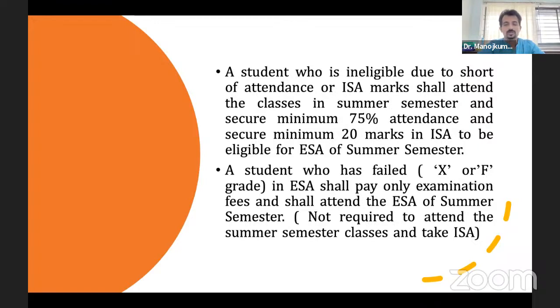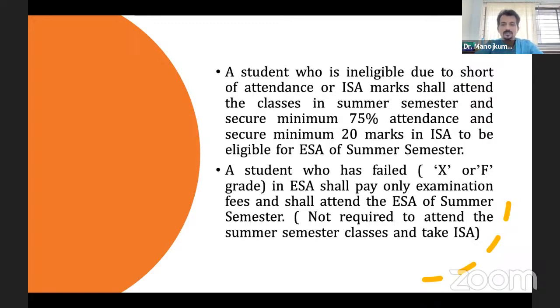Summer semester students who are registered because of not eligibility must meet these two requirements if you have to take end semester examination. Then students who have failed or who are unsuccessful in clearing the ESA, who have got X or F grade, shall pay only examination fees, need not attend classes, just directly come and write the exam on the scheduled day and time. So no requirement to attend summer semester classes for the students for X and F grade subjects.